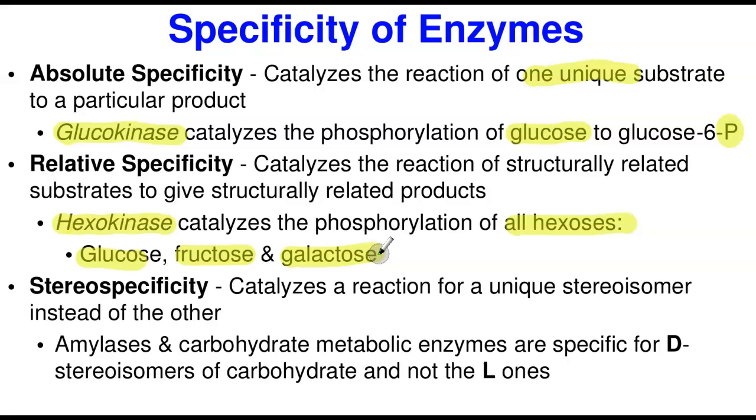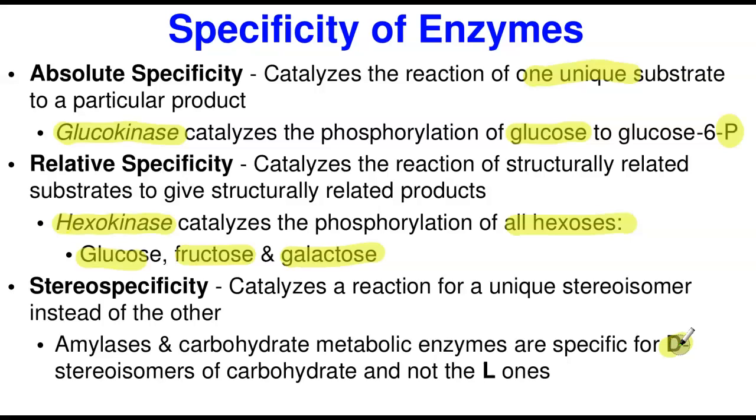A good example here is that most enzymes, like the amylases, which are digestive enzymes that break down carbohydrate in the digestive system, and other carbohydrate metabolic enzymes, are only specific for the D isomer of glucose and not the L isomer. For the carbohydrate, the D isomer is what the enzymes in the body want to catalyze.